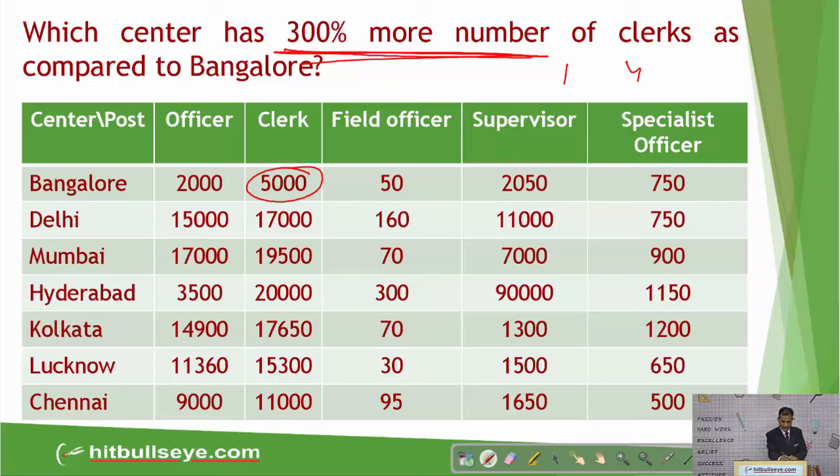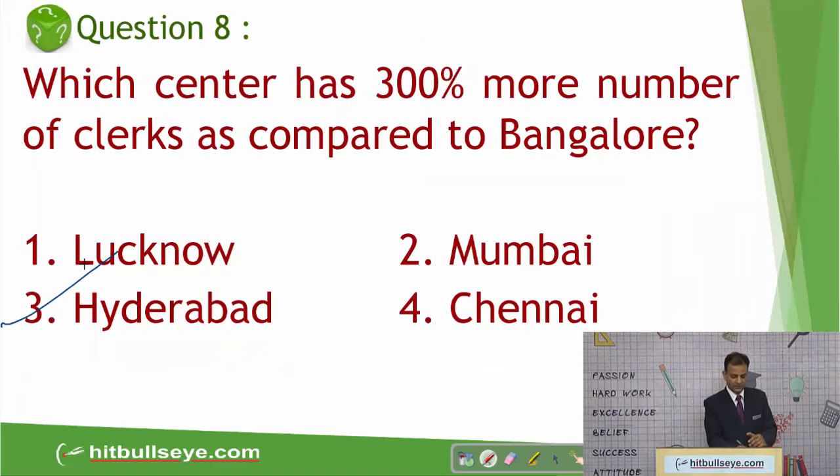So this Hyderabad is 4 times 5,000. So we can see Hyderabad center has 300% more number of clerks as compared to Bangalore. So the answer should be Hyderabad center, which is the third option.